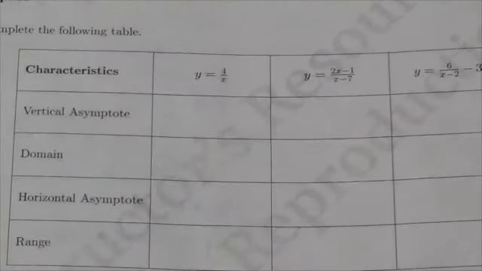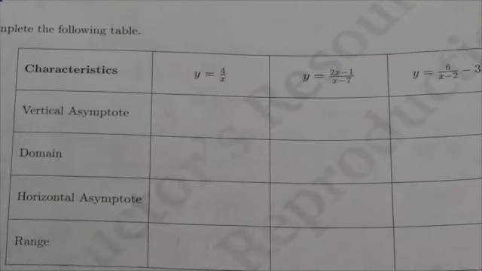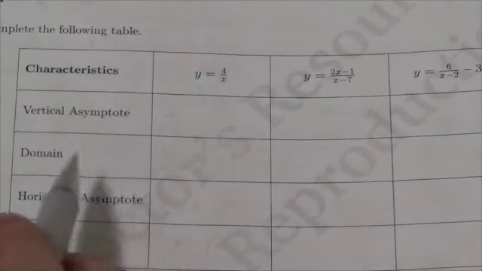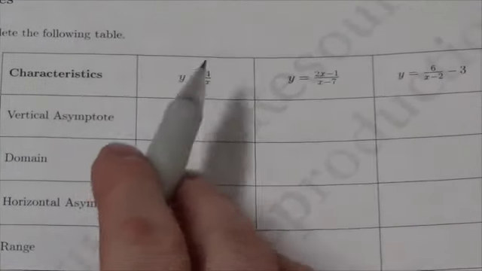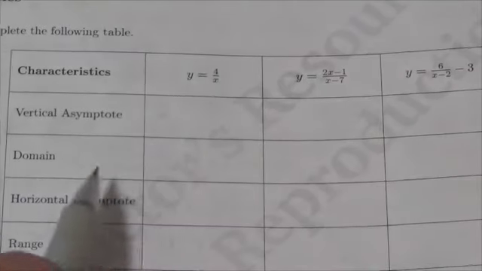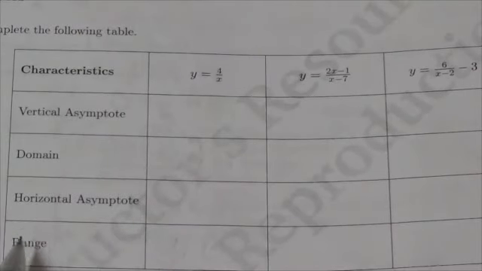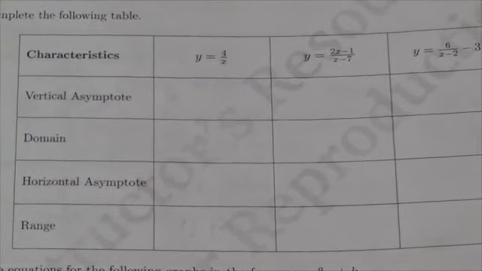All right, hi everybody. So we're working through the chapter on rationals, and we're going to fill in this chart here. This chart is really just about giving you three different rational functions, and we're asking for the asymptotes and how they affect the domain and the range.